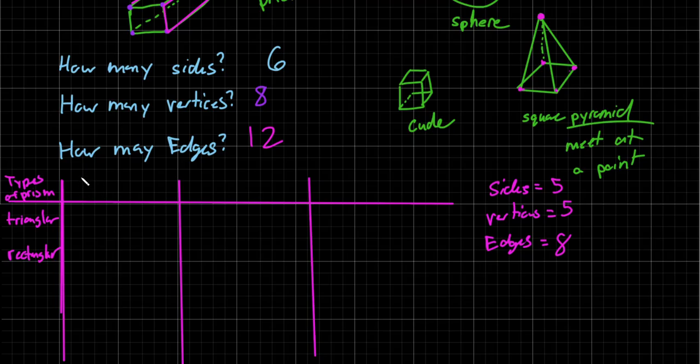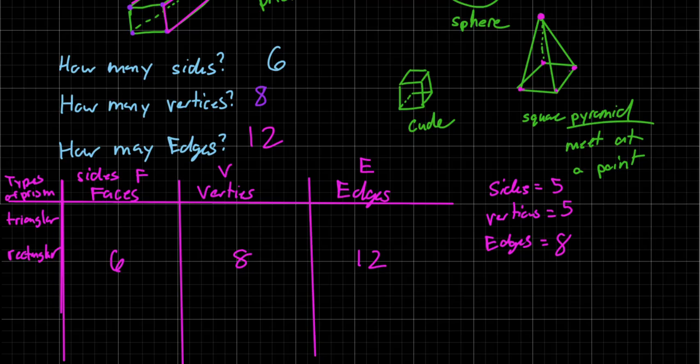Okay, sides. Another word for sides is faces. So we're going to use the word faces. So faces is an F. We have our vertices, which is V. And we have edges, which is E. Rectangular prism, we said it was 6, 8, and 12.